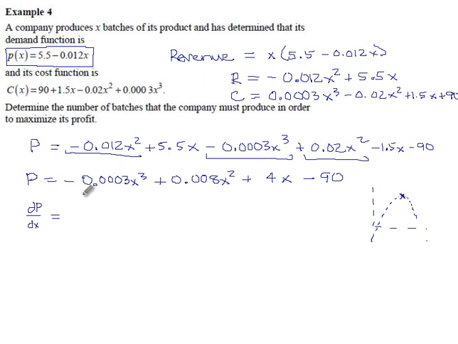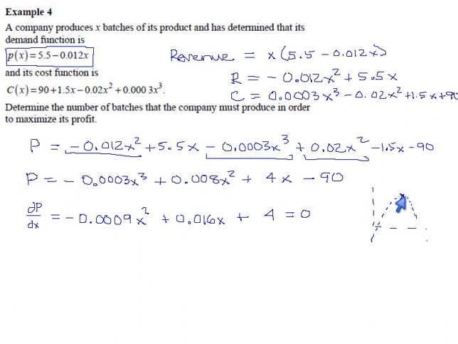So our marginal profit is 3 times this, minus 0.0009x squared, and then 2 times this, so plus 0.016x, and here we just get 4. And we want all of that to equal 0.